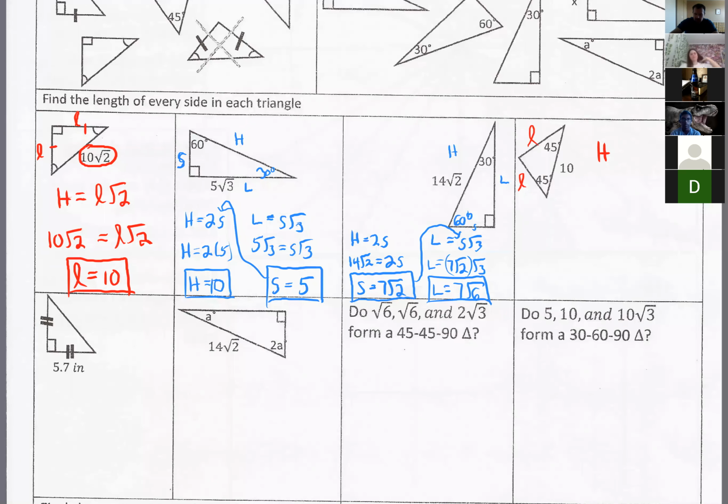Okay. H equals L radical 2. So here the hypotenuse is 10. So L is going to equal 10 over radical 2. You guys remember learning not to leave a radical in the denominator? When you have a radical in the denominator, you can multiply the top and the bottom by that radical. So this is going to be 10 radical 2 over 2. And this simplifies to 5 radical 2.